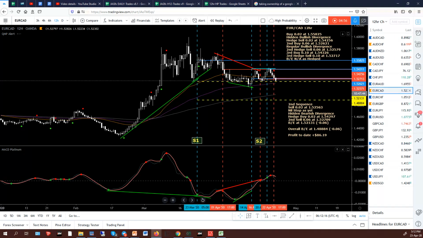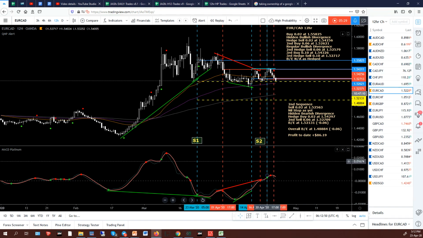Euro CAD, it's more of the same. Sequence 1 starts over here, sequence 2 starts here. Read the notes. So here is a sell. Today, 2 trades taken. So we've got a third hedge sell taken on sequence 1. So that gives that sequence a break even, not applicable as hedge. So buy, hedge sell, second buy, second hedge sell, third buy, third hedge sell. So that's that trade there.